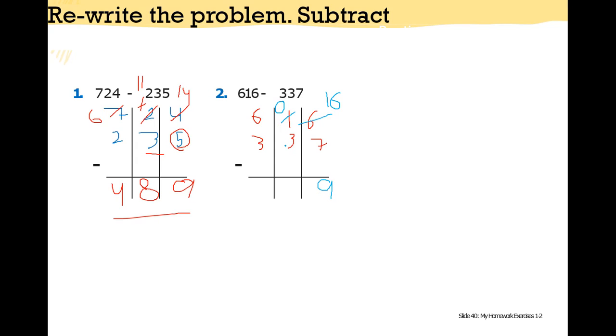0 minus 3, it's impossible. We need to regroup. Why? We cannot subtract 3 from 0. We're going to move to the next door to cross 6 to become 5. And 0, it's going to become 10. 10 minus 3 equals 7. 5 minus 3 equals 2. The answer is 279.